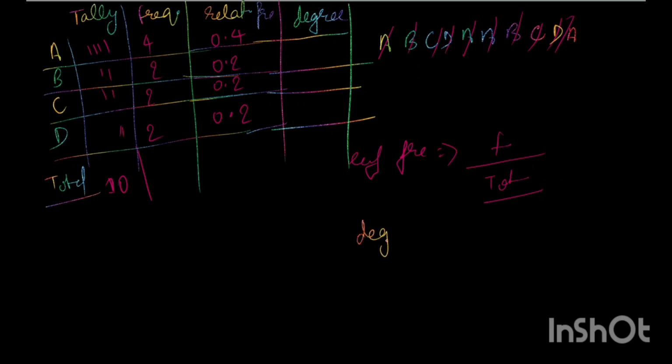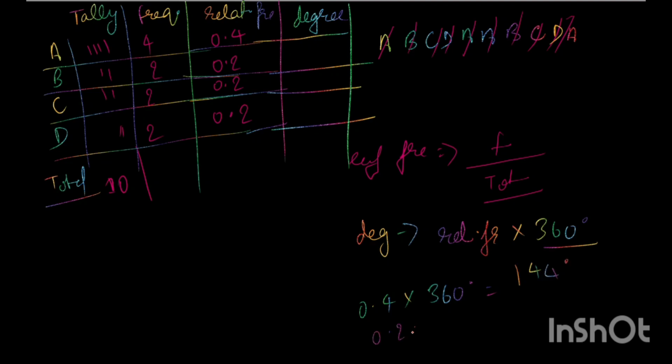Degree is equal to relative frequency into 360 degrees. That means if relative frequency is 0.4, the degree will be 144 degrees. If the relative frequency is 0.2, the degree will be 72 degrees. So let's write it down.